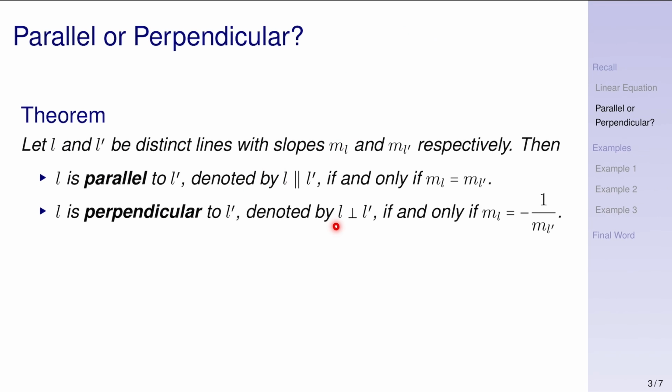On the other hand, these two lines are said to be perpendicular, denoted by this symbol out here, if and only if the slope of the first one is equal to the negative reciprocal of the other.